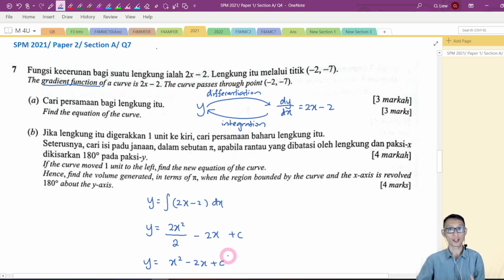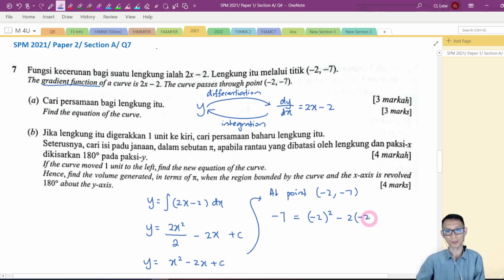Now we need to find the c. That's why the question gives us this point. So at point (-2, -7), this is x, this is y. I'm going to substitute the value of x and y into this function. So y is equal to -7, x is equal to -2. Don't forget to put a parenthesis.